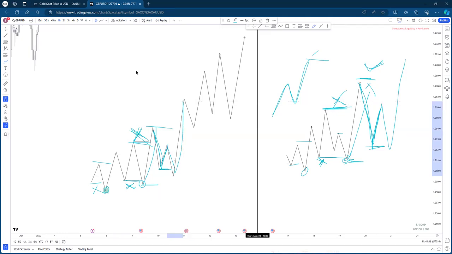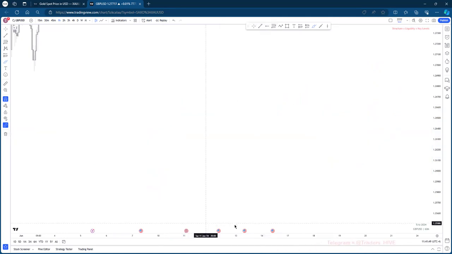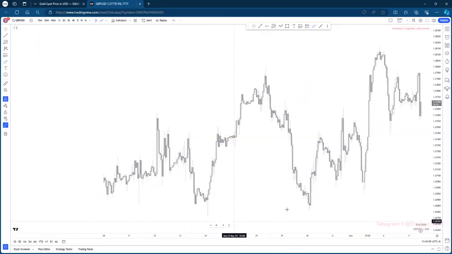So let me show you. I think I showed one particular example from Monday. So if you look at Monday's trade, okay, look at this.